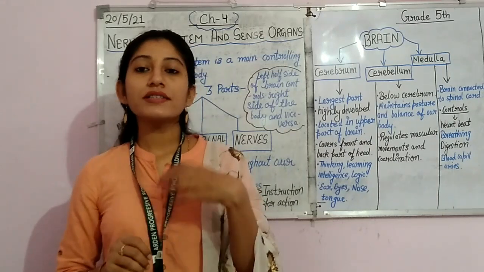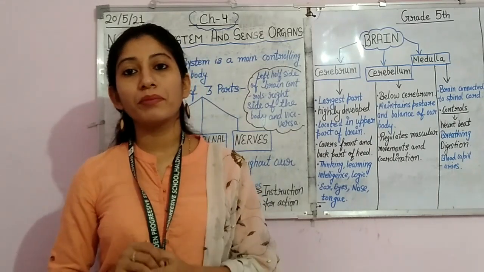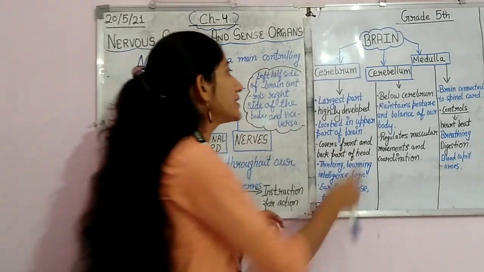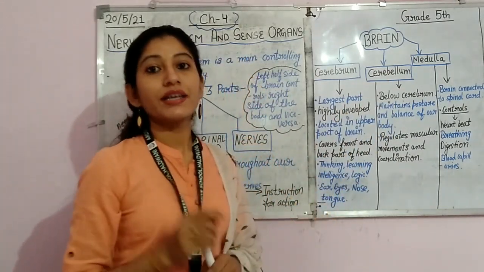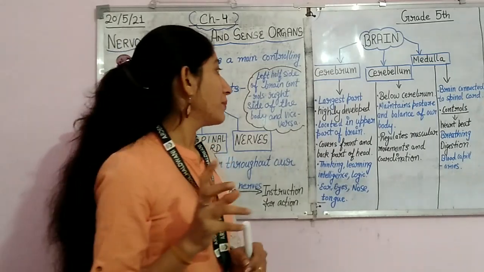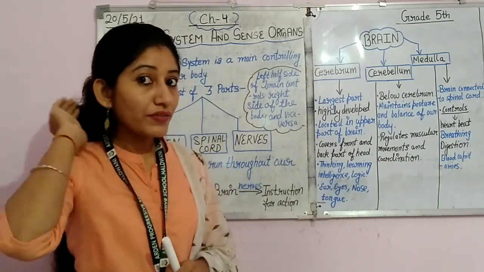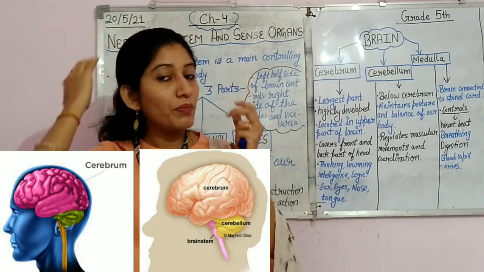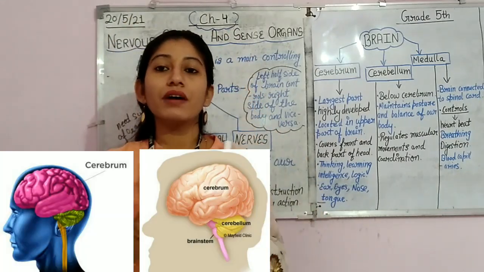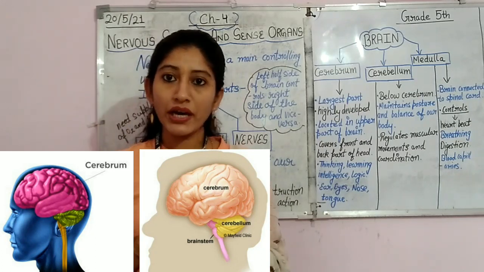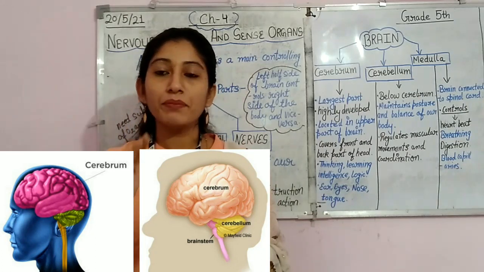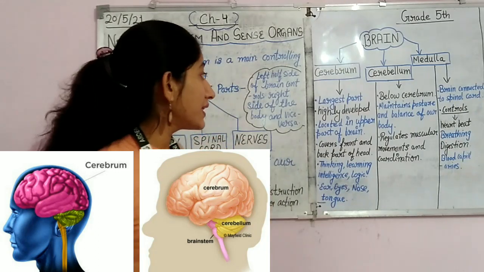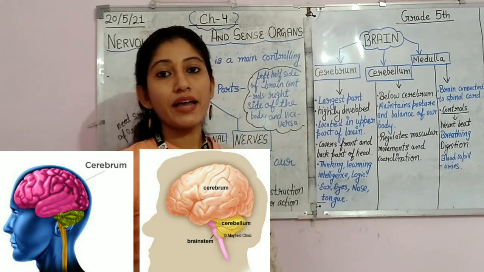Now let's move to the second part of the brain, that is cerebellum. The second part of the brain is cerebellum. Now what is it? It is the second part of the brain which is below the cerebrum. Below the cerebrum means cerebrum is on the top. So below the cerebrum our cerebellum is located. Now let's see what is the role of the cerebellum.